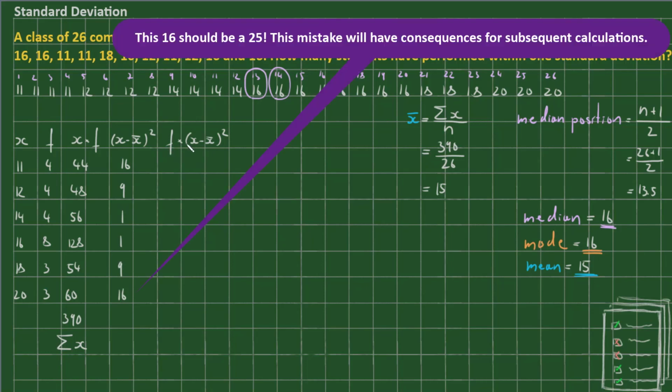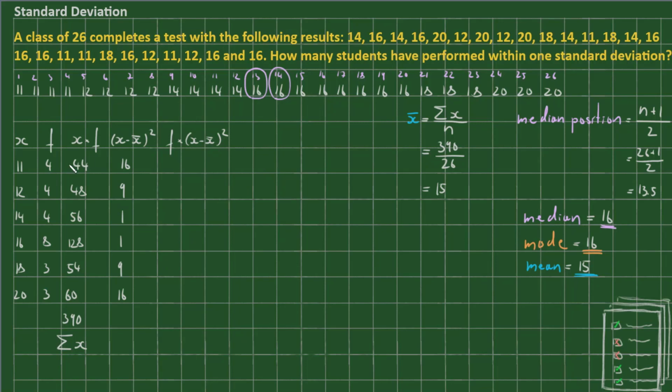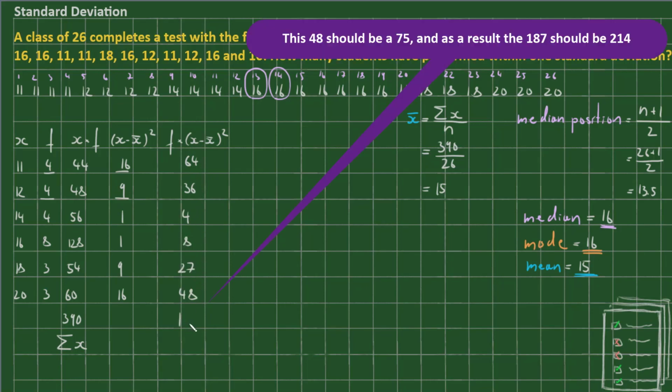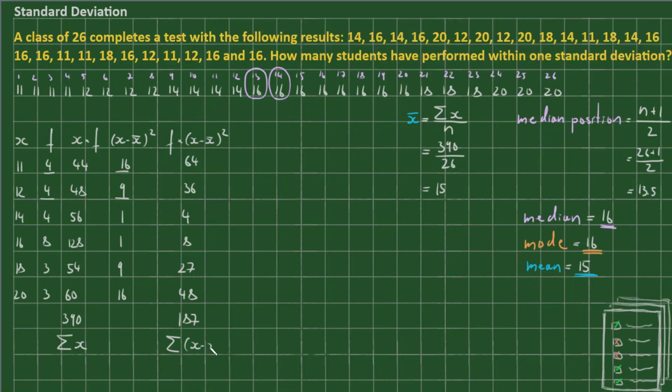Now I'm going to complete the f times x minus x bar squared column. So when x is 11, I will have 4 multiplied by 16, which gives me 64. When x is 12, I will have 4 multiplied by 9, which is 36. I'm going to complete this column in the same fashion. The sum of all of these values is 187. This represents the sum of all of the x minus x bar squared values. And I can use this when I'm calculating the variance, which I will need to calculate the standard deviation.